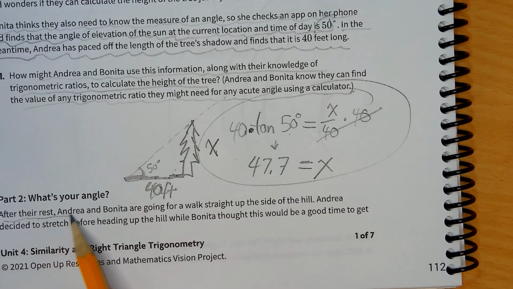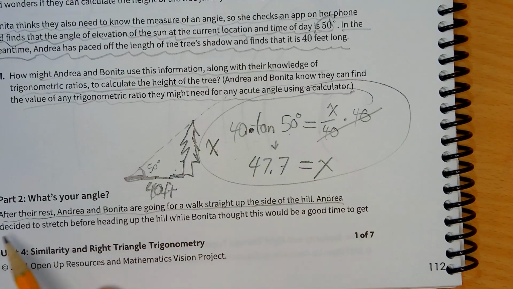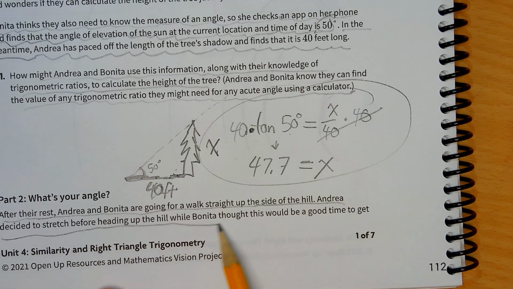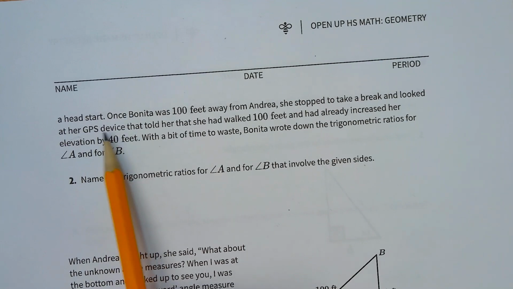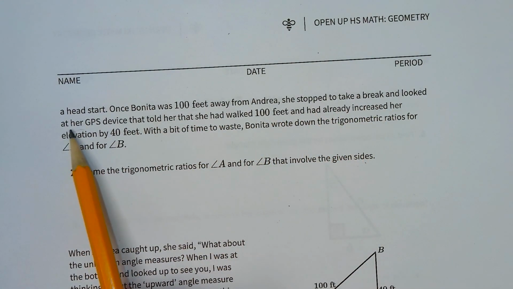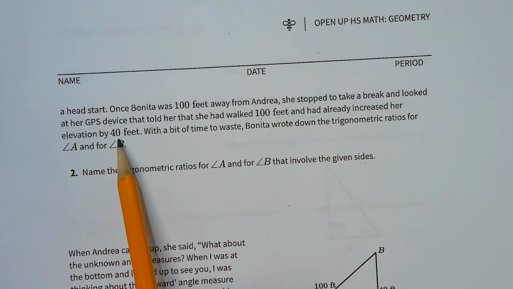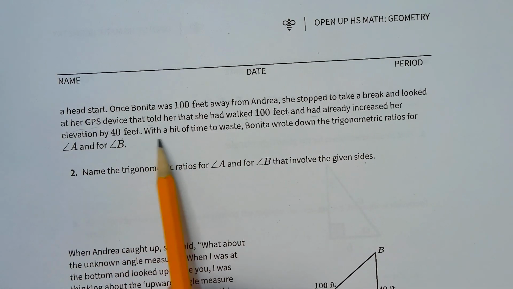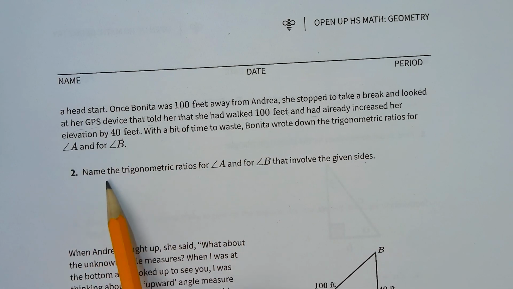After their rest, Andrea and Bonita are going for a walk straight up the side of the hill. Andrea decided to stretch before heading up the hill, while Bonita thought this would be a great time to get a head start. Once Bonita was 100 feet away from Andrea, she stopped to take a break and looked at her GPS device that told her that she had walked 100 feet and had already increased her elevation by 40 feet. With a bit of time to waste, Bonita wrote down the trigonometric ratios for angle A and angle B.